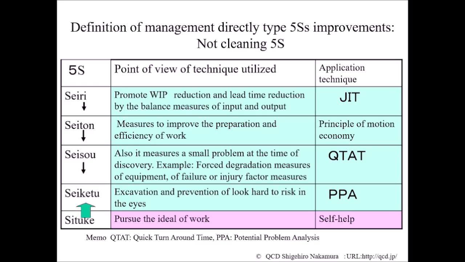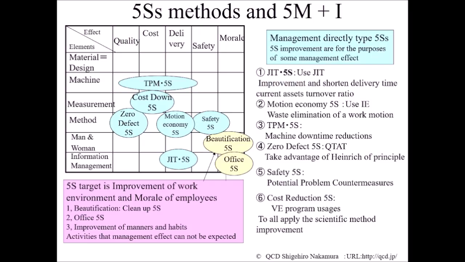Please look at scientific improvement methods listed on the right side of the table. When you use 5S that is directly connected to management, everyone in the factory should know the effect first and use it. At that time, the evaluation of 5M plus I as shown in the figure is useful. Please look at the matrix in this figure. The vertical axis is the improvement factor 5M plus I in the factory. The management effects, Q, C, D, S, M are displayed on the horizontal axis, but if you position each 5S in this matrix, you can see the improvement target and method.